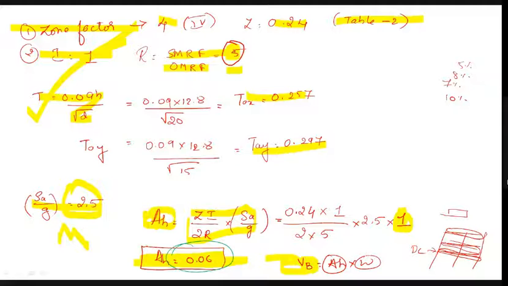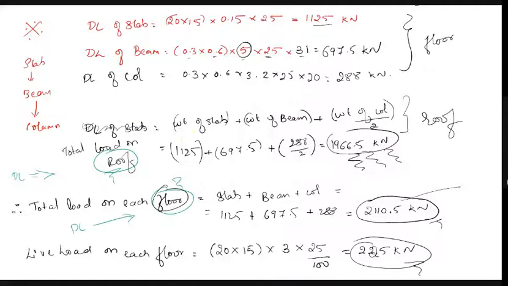Then we have to determine the value of VB, that is the design base shear. The formula is AH into W. AH we have already calculated, but we have not calculated the seismic weight. So the main thing is that we have to determine the dead load for the roof, the dead load for the floor, and the live load for the floor, correct? In the question he has not given any dead load or live loads. He has given the slab dimension, beam dimension, and column dimension.